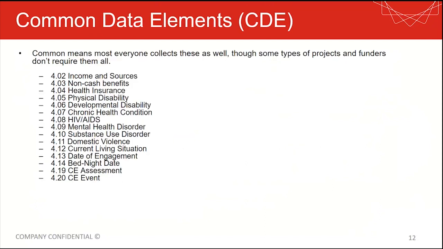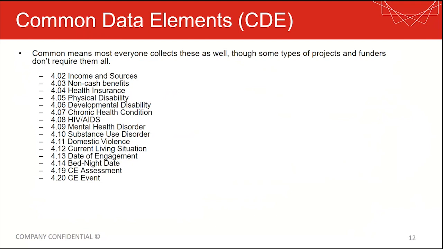Next is the common data elements. Common means most everyone collects these, though some types of projects and funders don't require them all. This data is collected throughout a client's project enrollment, sometimes at project start, update, annual assessment, and exit. These include income and sources, non-cash benefits, health insurance, physical disability, developmental disability, chronic health condition, HIV/AIDS, mental health disorder, substance use disorder, domestic violence, and current living situation, which I'll give you a brief introduction to.